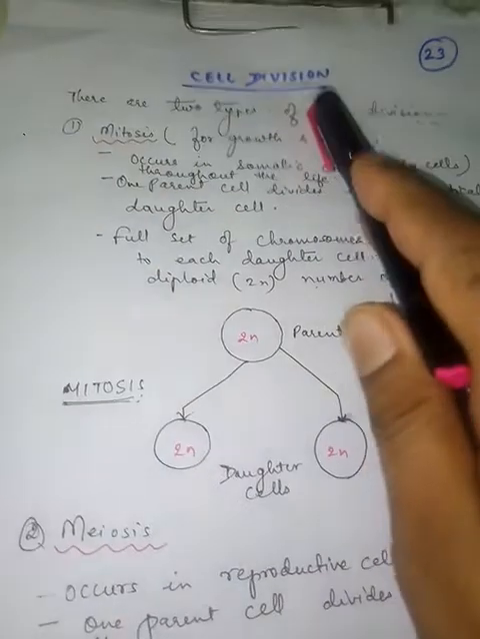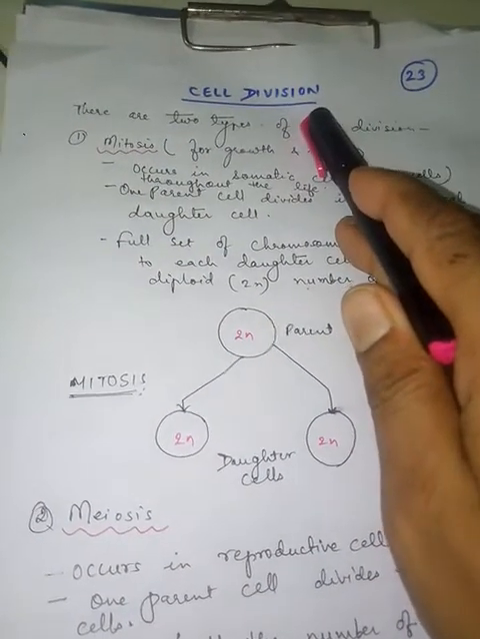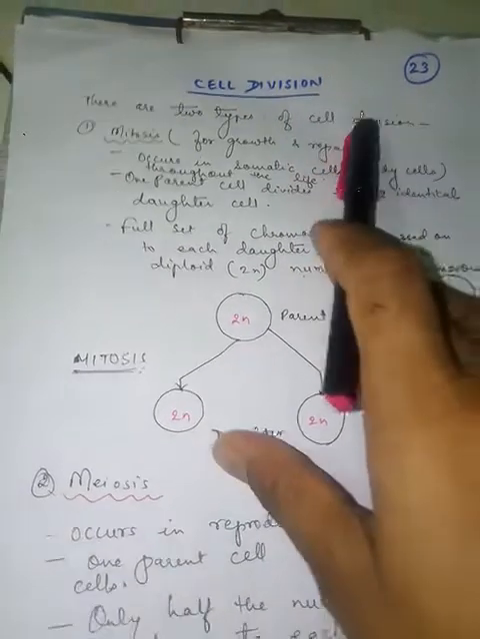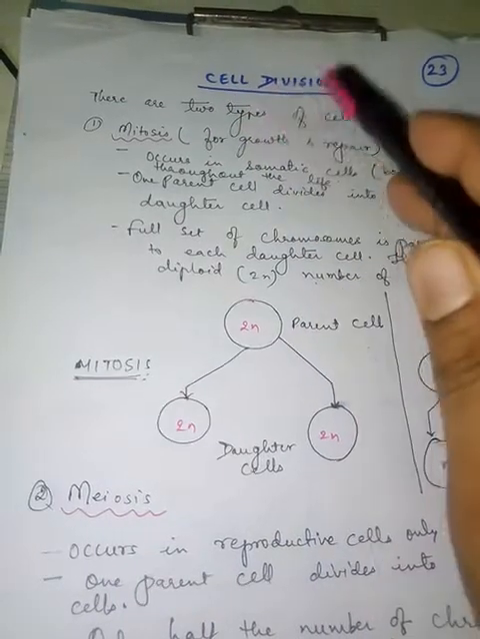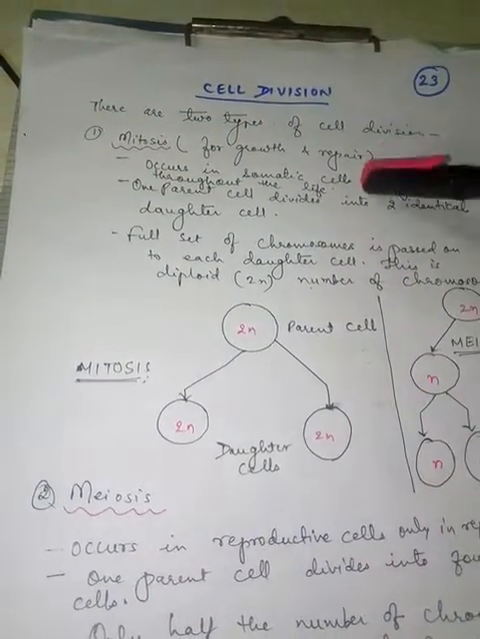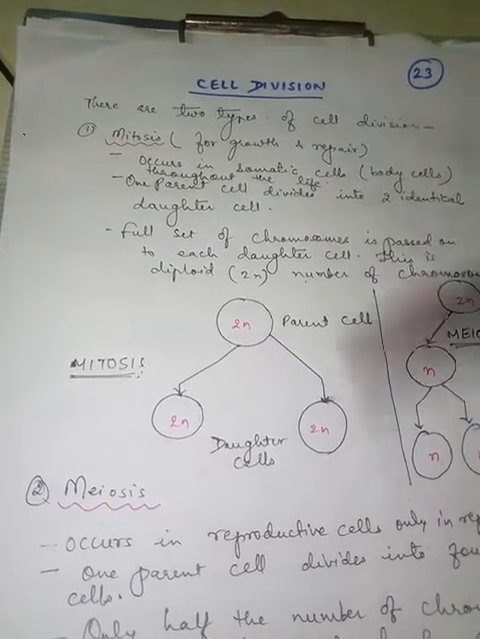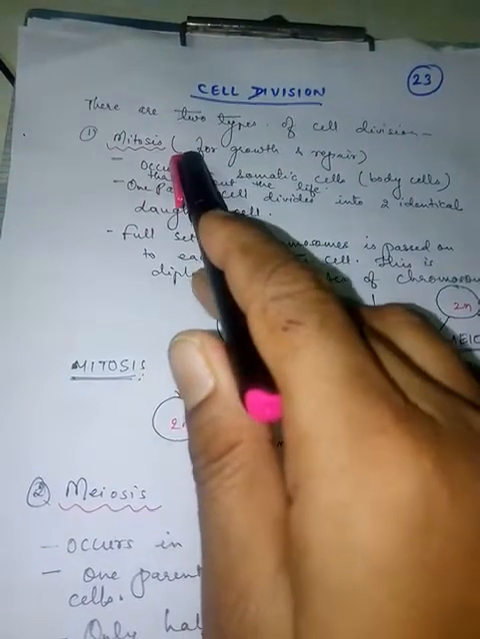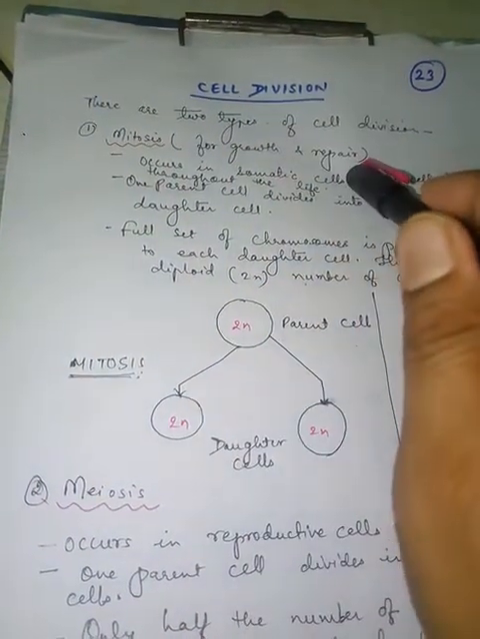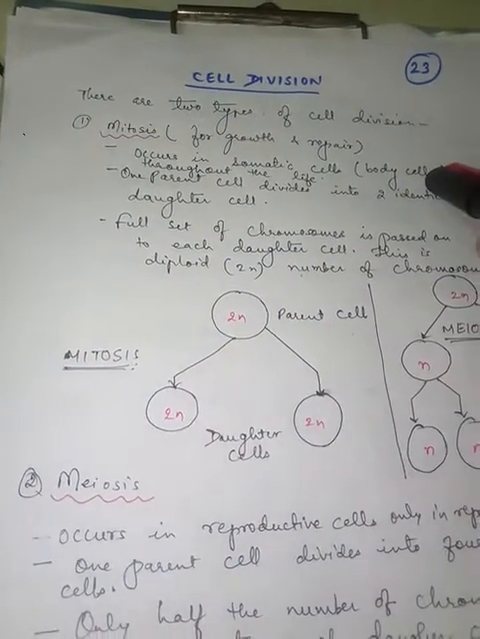Now, the very last topic of this chapter is cell division. Actually, my book is of old edition, but I hope yours is of new edition. And in new edition, one more topic has been added, cell division. This is just the introductory topic, and we'll learn just about the two types of cell division in brief. The first type of cell division is mitosis, and it occurs for growth and repair, and it occurs in the somatic cells, that is the general body cells.